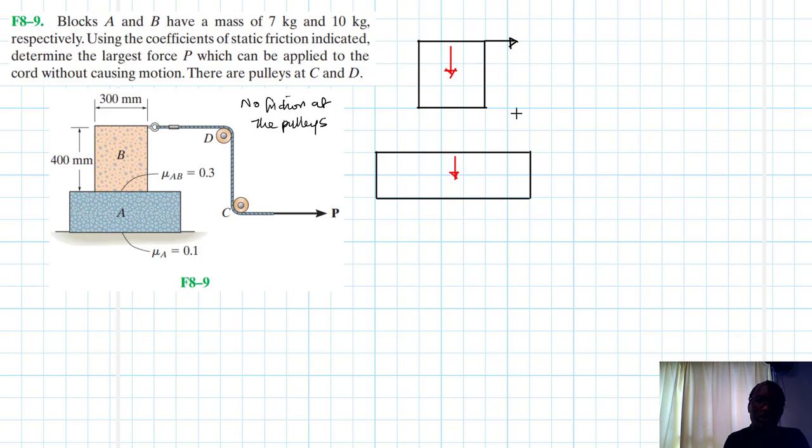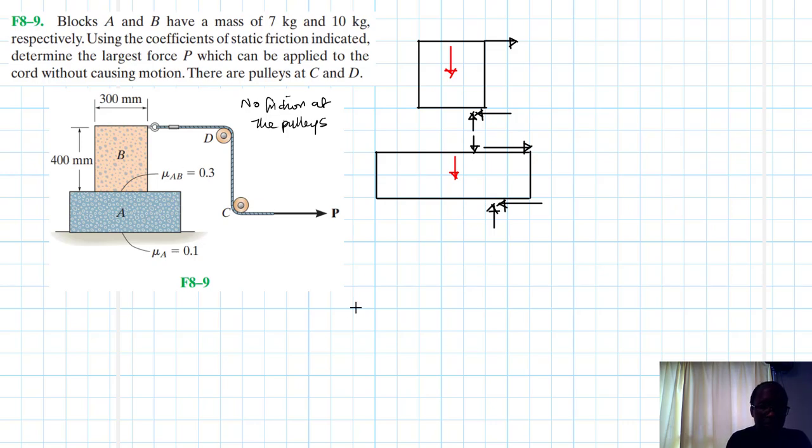Since motion is to the right, we expect friction to oppose. Let's say friction is going to be in the opposite direction like so, and let's say we have the normal force there, which will also be there like so, and then we have this component like so. All right, and then to oppose this particular force, we are going to have a force like so, and then we have a normal force there like that.